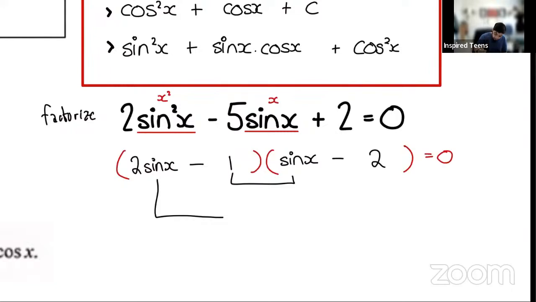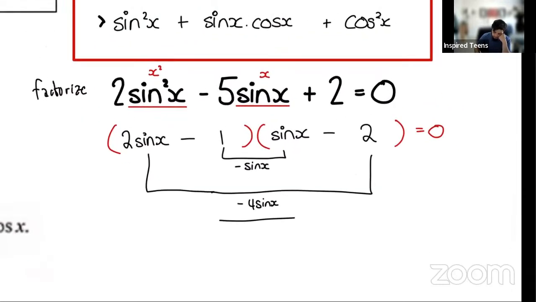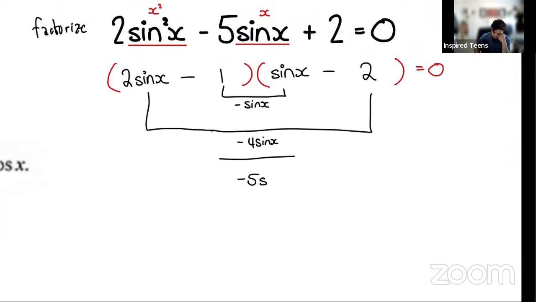Then we have outer inner. What is outer inner? We multiply the outer terms and we multiply the inner terms. Multiplying the inner terms would give us -1 sine x, which is basically negative sine x. Multiplying the outer terms would give us negative 2 times 2, which is 4 sine x. Then we add them, and that gives us -5 sine x. -5 sine x is the middle term, and we've solved for this trinomial.